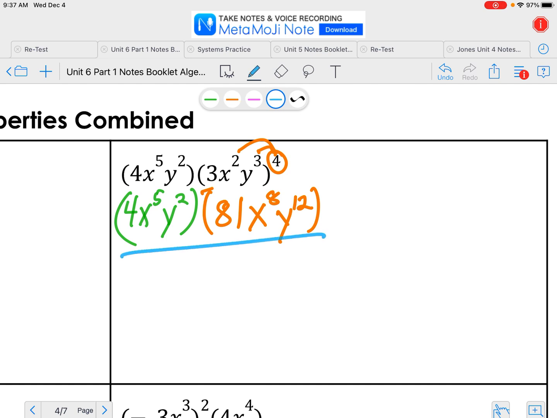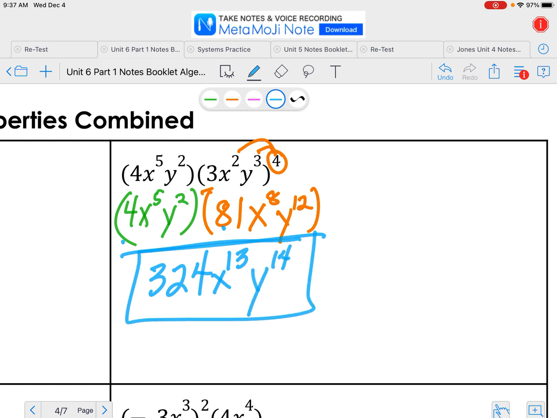Now use the product property. 4 times 81 is 324. Add the exponents. 5 and 8 is 13. 2 and 4 and 12 is 14.